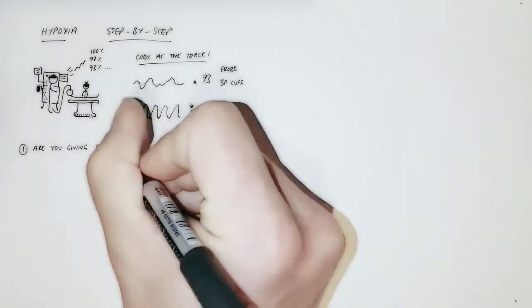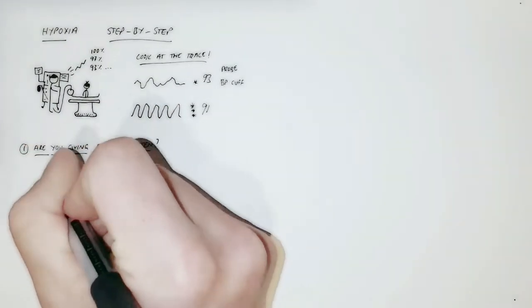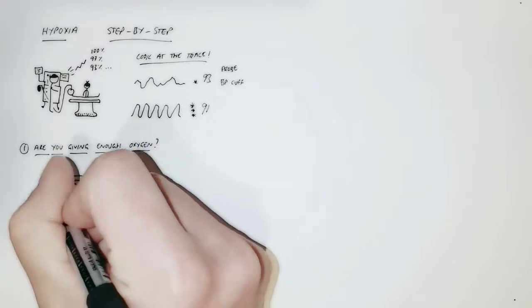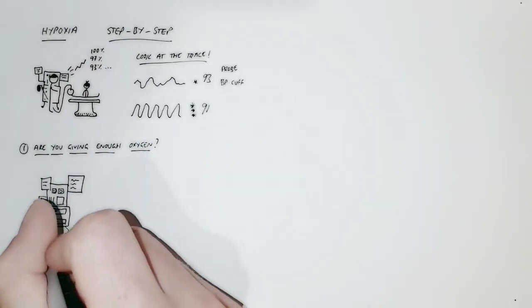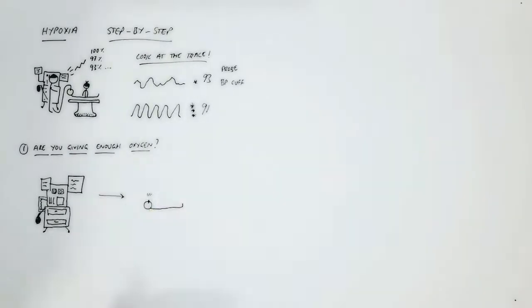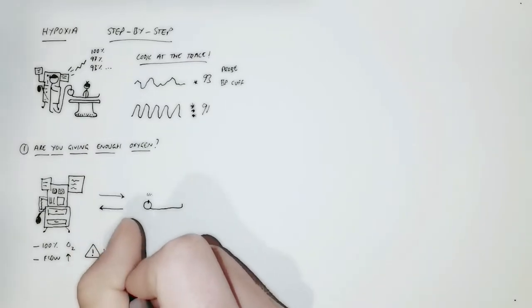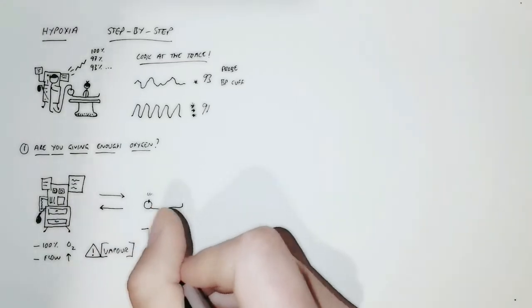The first step is ensuring you're actually delivering enough oxygen to the patient. This involves rapidly checking the pathway from the anaesthetic machine all the way along your breathing circuit to the patient. It doesn't matter which order you do this in, either direction is fine as long as you don't miss any components out. So the first thing you do is switch the oxygen to 100% and increase your flows to buy as much time as possible. Just make sure that you adjust the vapour concentration if you've been using low flows.